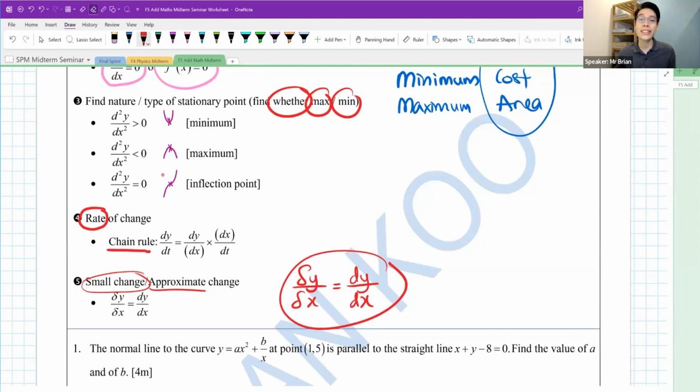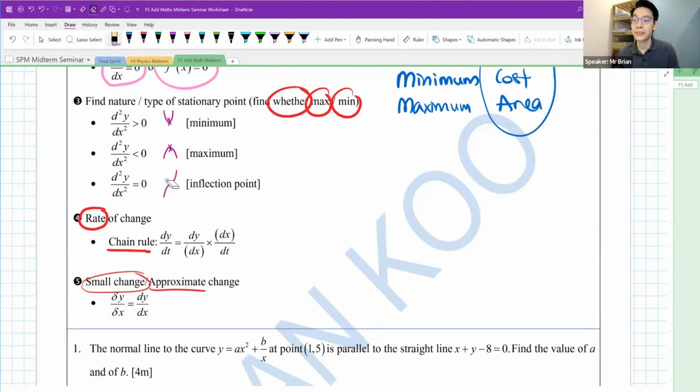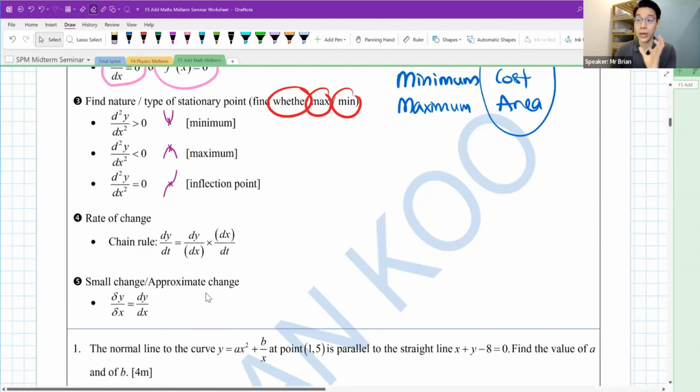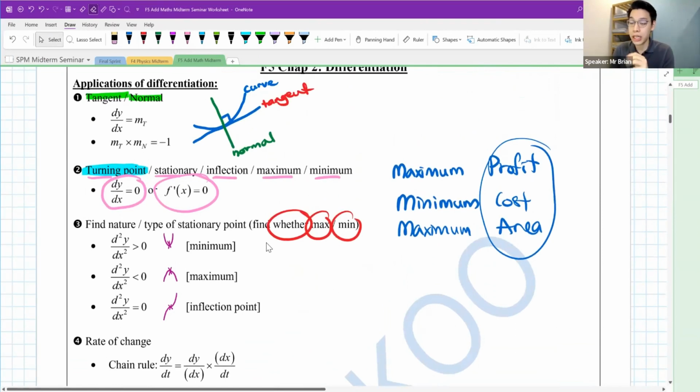How to derive this? Today we don't have time to go through, but we learn how to apply it. I think that's more important. So I'm going to start with the first question, and along the way, we will tackle one application at a time.